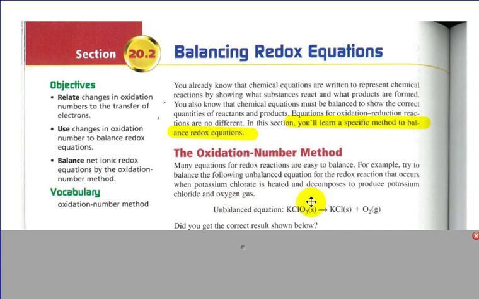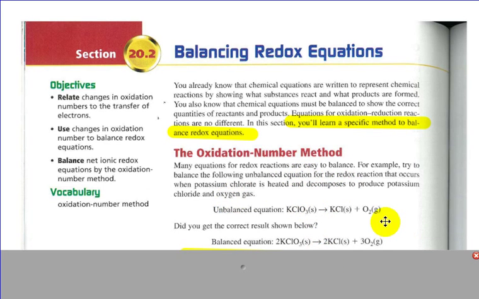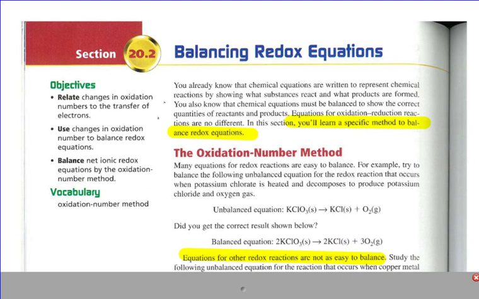For example, try to balance this one. We could do this one just regularly. Of course we have 1 K, 1 K, 1 Cl, 1 Cl, 3 O's, 2 O's. The lowest common multiple of 3 and 2 is 6, so I'll need to have 6 oxygens here. That means putting a 2 in front of there, a 3 in front of here, so that gives me the correct number of oxygens, and then balancing out the Ks and the Cls.